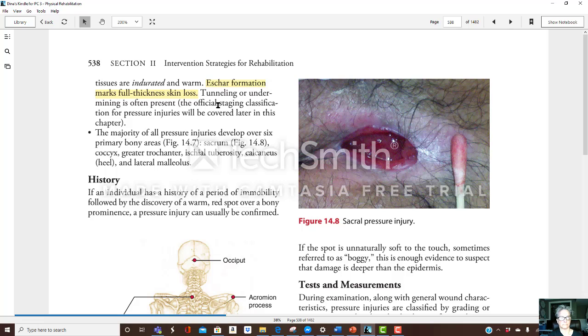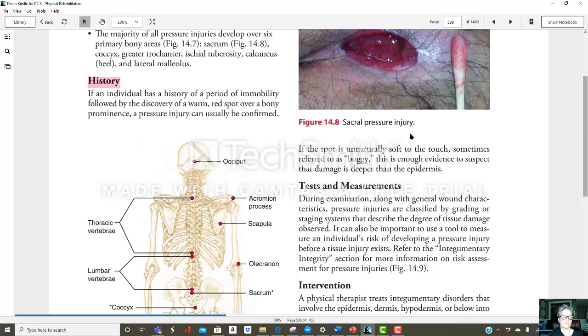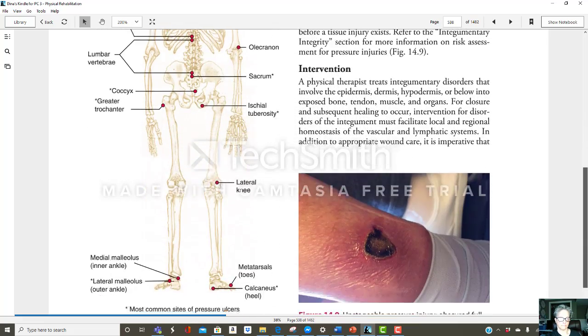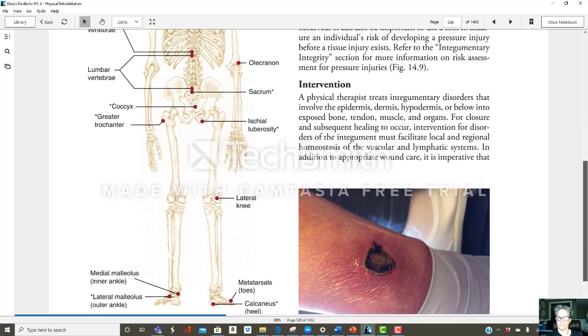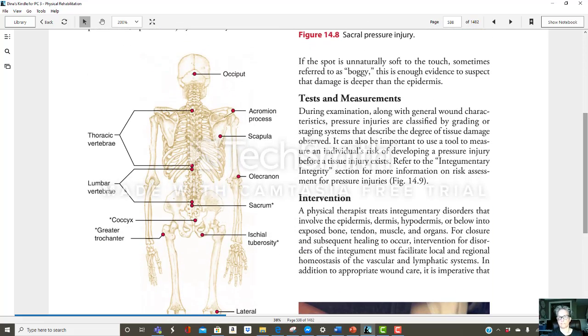The majority of all pressure injuries develop over 6 primary bony areas. Figure 14.7, sacrum. Figure 14.8, coccyx, greater trochanter, ischial tuberosity, calcaneus or heel, and lateral malleolus. History. If an individual has a history of a period of immobility followed by the discovery of a warm, red spot over a bony prominence, a pressure injury can usually be confirmed. If the spot is unnaturally soft to the touch, sometimes referred to as boggy, this is enough evidence to suspect that damage is deeper than the epidermis.